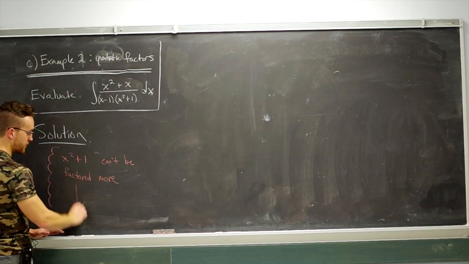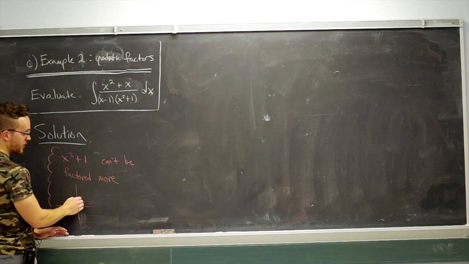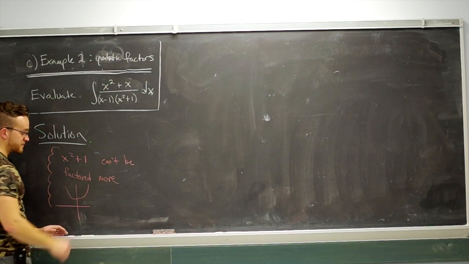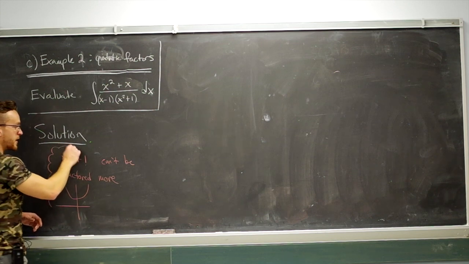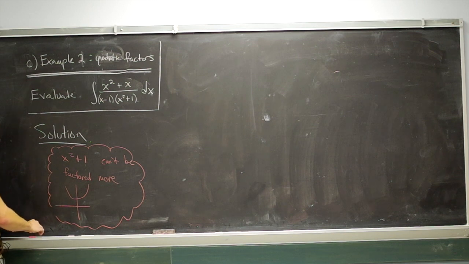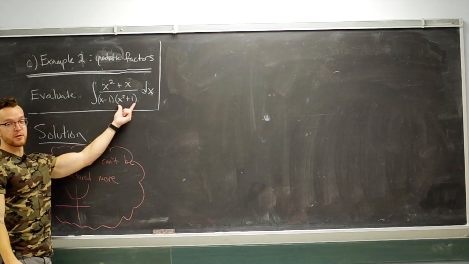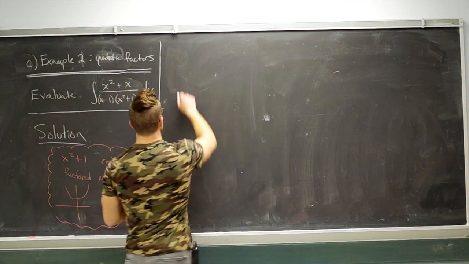Sketch a graph of x squared plus 1. X squared is a happy parabola. It's shifted up by 1, so it roughly looks like this. Never crosses the x-axis, so this thing can't be factored more. In other words, this is an irreducible quadratic factor. So we're just going to have to live with it and move on to our decomposition. Okay?